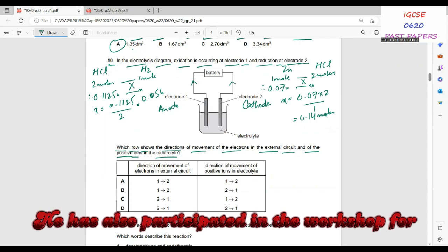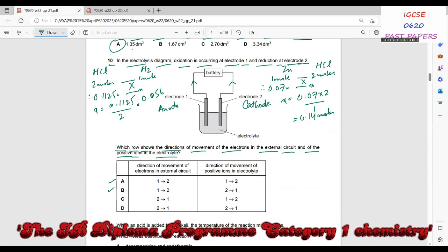So either 1A is correct or B is correct. What about the movement of positive ions? Positive ions will move from 1 to 2. So A will be the right answer here.